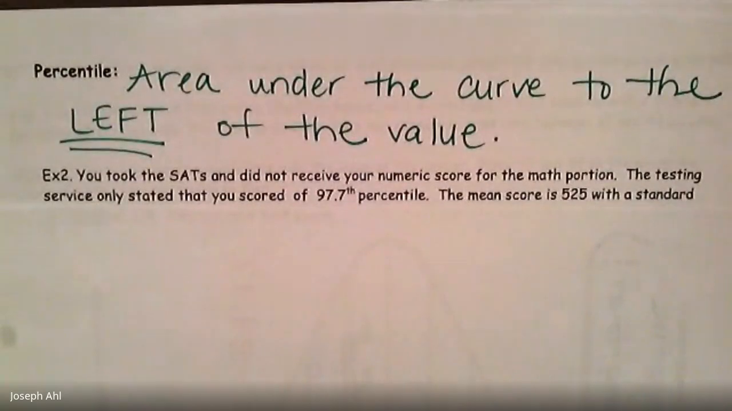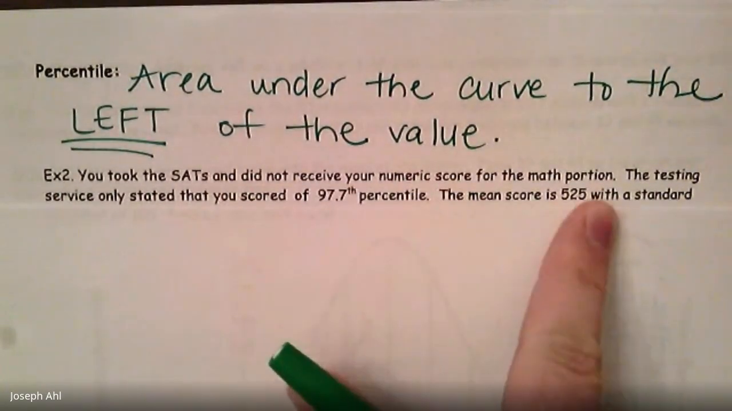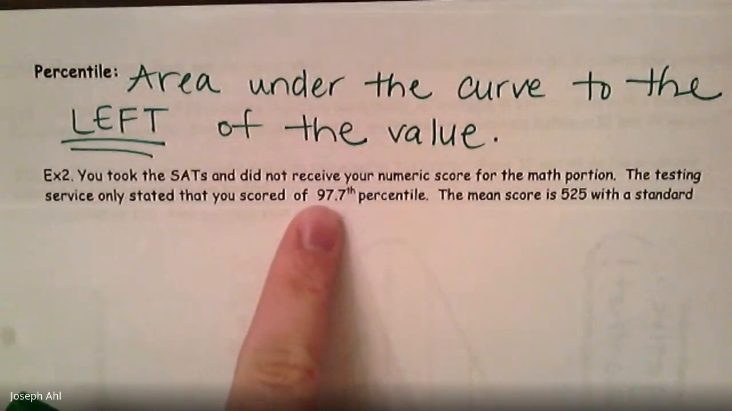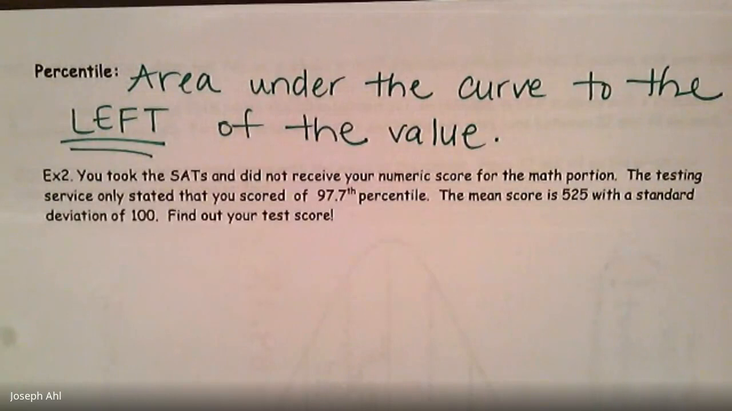I keep talking about SATs because that is a test that has a normal distribution of scores. So it says you took the SATs, you did not receive your numeric score for the math portion. The test service only stated that you scored in the 97.7th percentile. We know the mean score is 525 with a standard deviation of 100. Find your test score. I don't think this is very likely that they wouldn't report your test score for whatever reason, but if you score in the 97.7th percentile, I'm hoping you're thinking like, darn, I did pretty good there. Because that means you scored better than or equal to just about 98% of the students taking that exam.